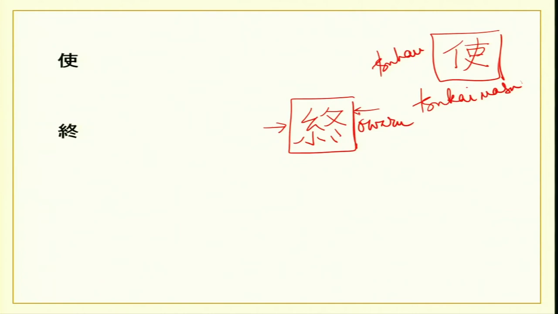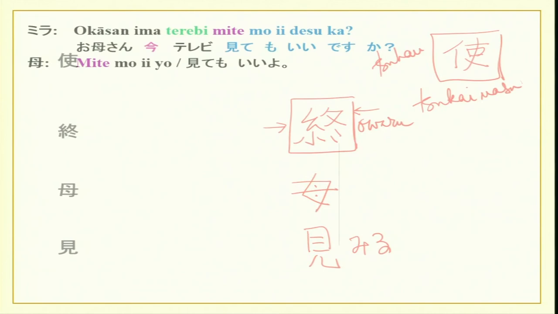Then we have haha. Like this, a lady is feeding her child. So, this means haha. And this is miru. So many kanjis, you need to do 300 kanji characters plus the combinations of those kanjis for N4. All those of you who plan to appear for N4 need to do these kanjis in detail.